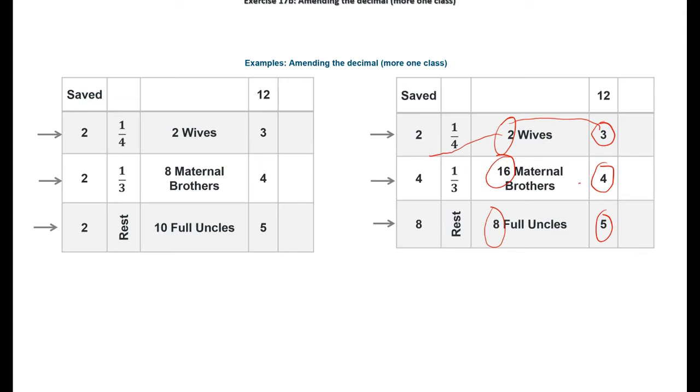16 and 4, 16 can be divided by 4, so 16 divided by 4 equals 4. And then we have 8 and 5. There's no common factor between them, so we save the number of heads here. So here we end up having 2 and 4 and 8.